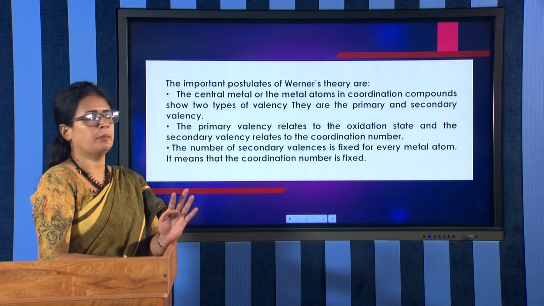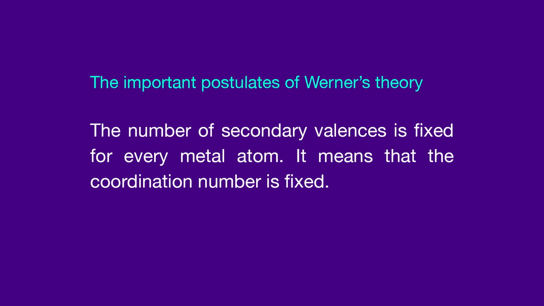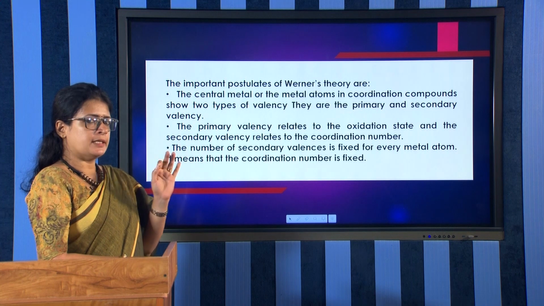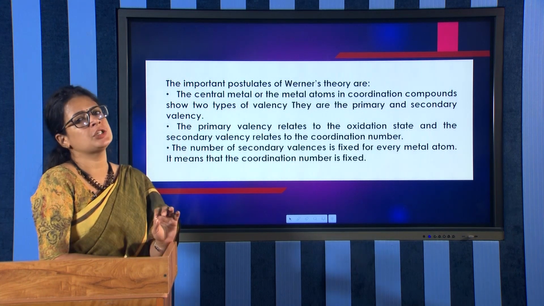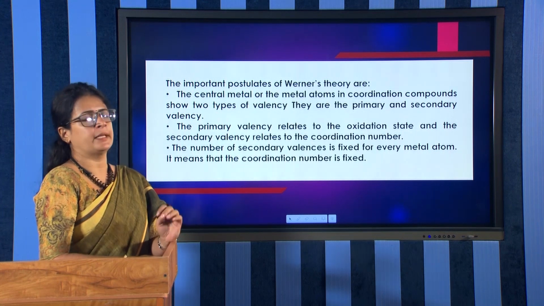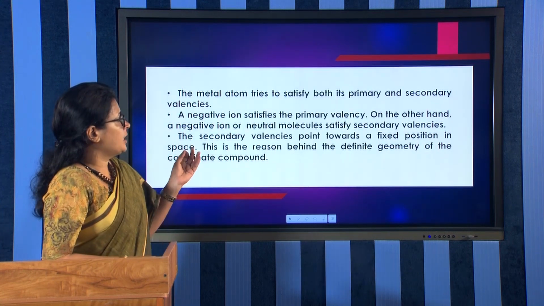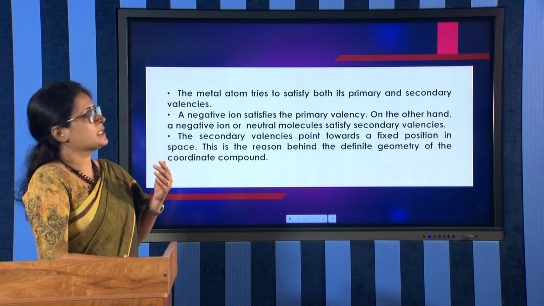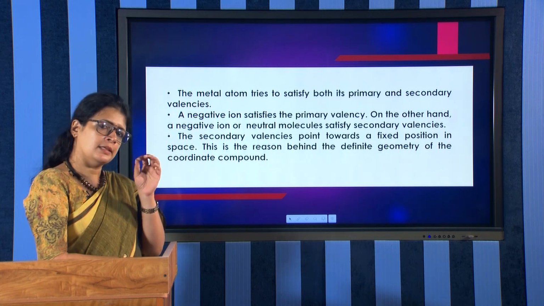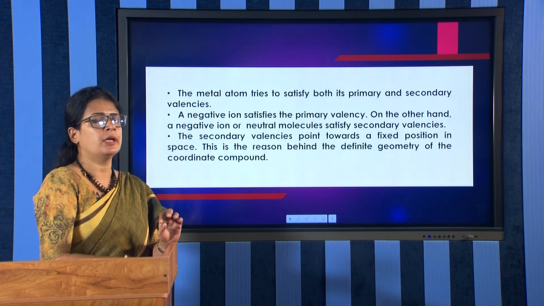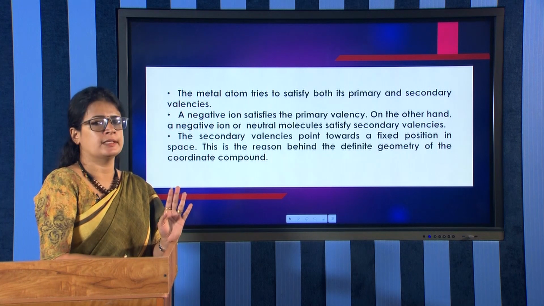The number of secondary valencies is fixed for every metal atom. This secondary valency relates to the coordination number, so we can say that the coordination number is fixed in a complex. And the central metal atom tries to satisfy both its primary and secondary valencies.